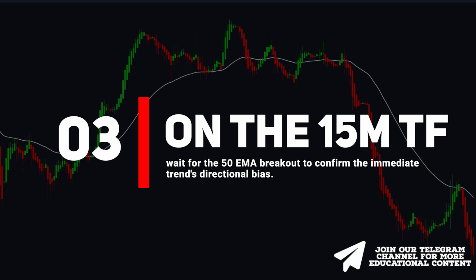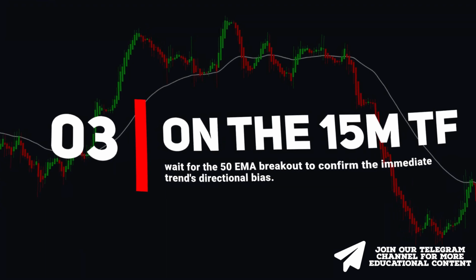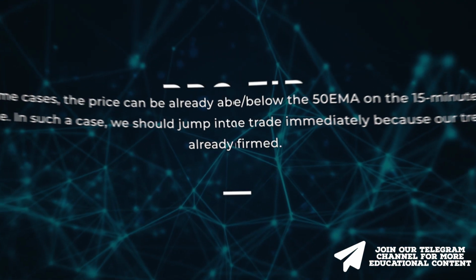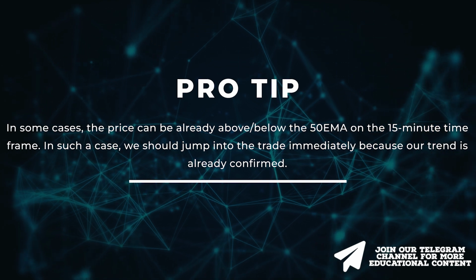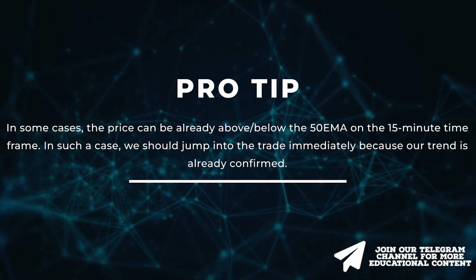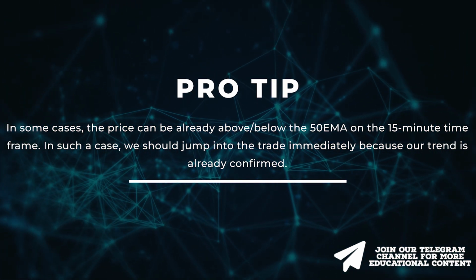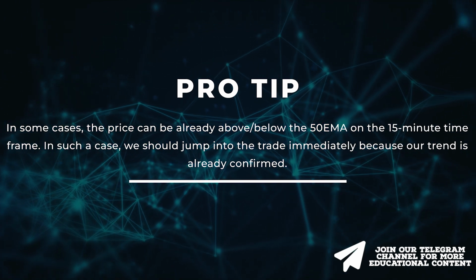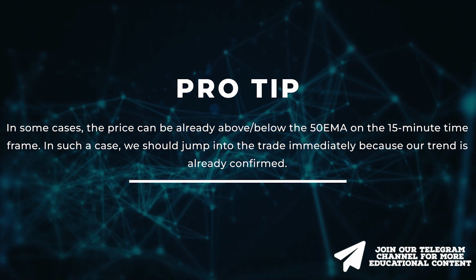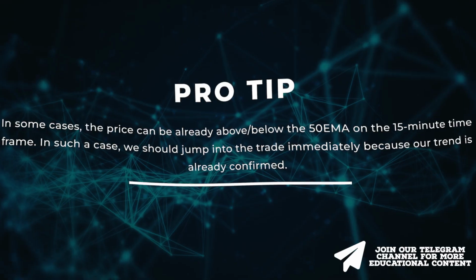For this reason, move to the 15-minute time frame, where we should look for the 50 EMA break to confirm our immediate trend. Pro tip: in some cases, the price can be already above or below the 50 EMA on the 15-minute time frame. In such a case, we should jump into the trade immediately because our trend is already confirmed.